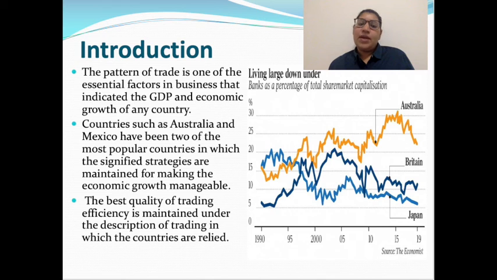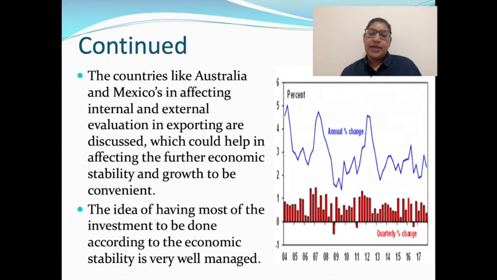Countries such as Australia and Mexico have been two of the most popular countries in which significant strategies are maintained for making economic growth manageable. The best quality of trading efficiency is maintained under the description of trading on which the countries rely. Countries like Australia and Mexico are affecting internal and external evaluation in exporting, as discussed earlier, which could help in making further economic stability and growth convenient. The idea of having most of the investment done according to economic stability is very well managed.